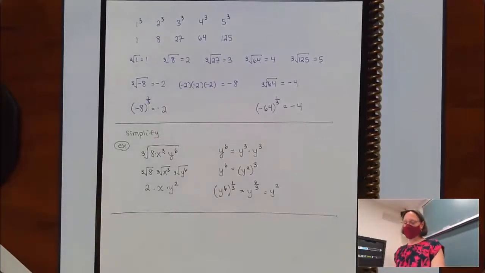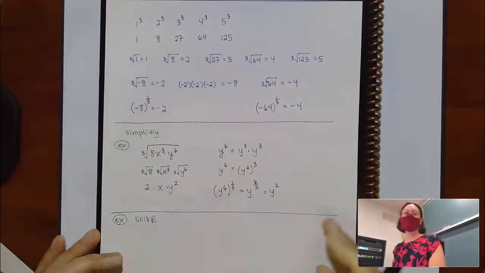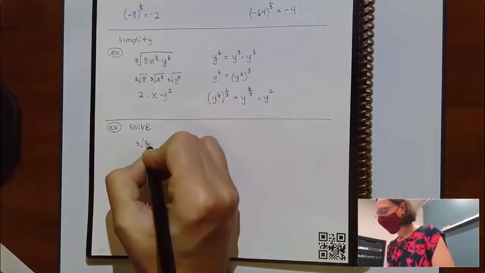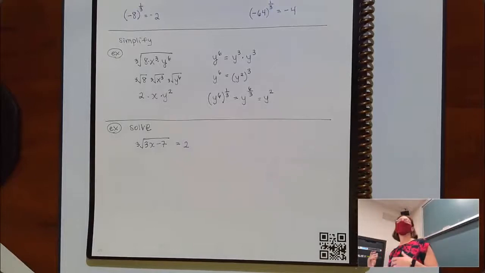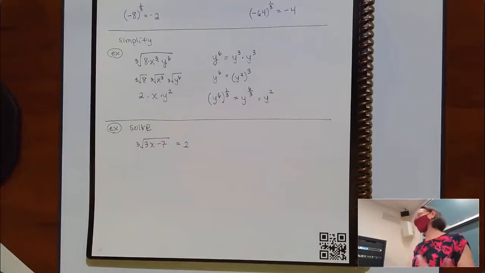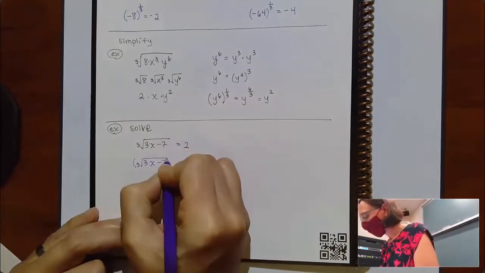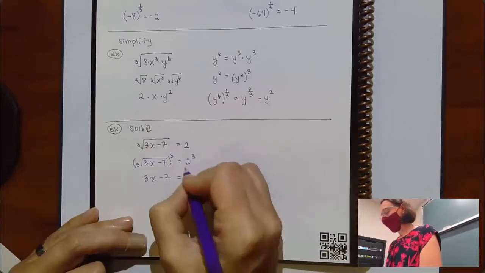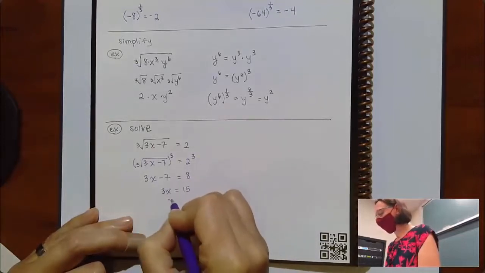Okay. All of that said, let's look at solving something that has a cube root in it. So if I needed to solve the cube root of 3x minus 7 is equal to 2, when we had a square root, we needed to square both sides to isolate that piece by itself. Since we've got a cube root, we're going to cube both sides. So I'll have 3x minus 7 is equal to 2 cubed or 8. And I get 3x is equal to 15 or x is equal to 5.